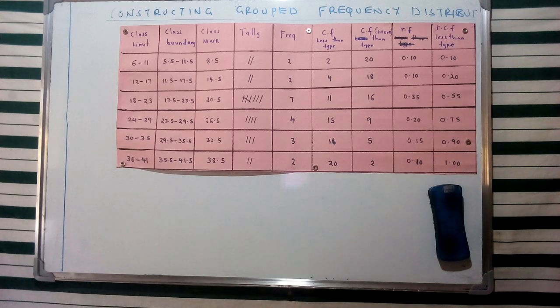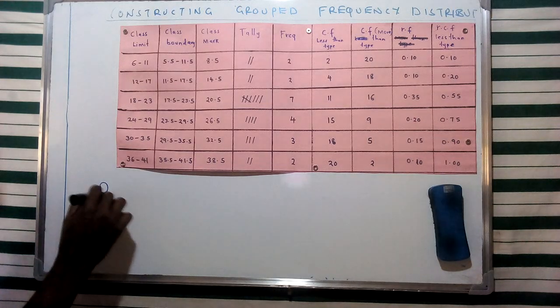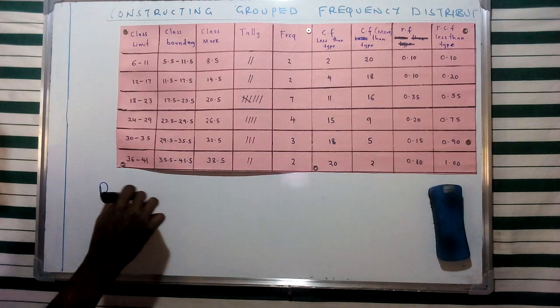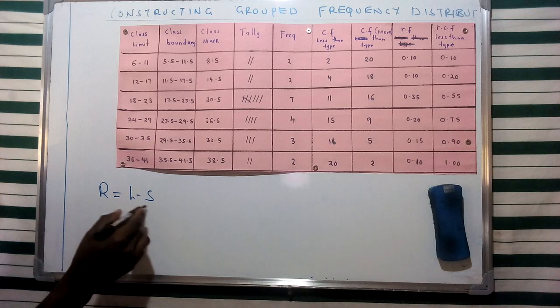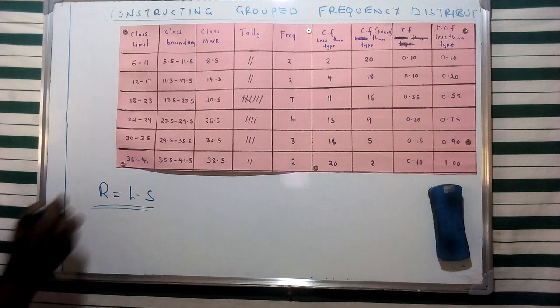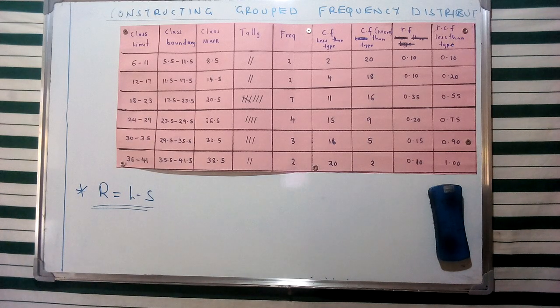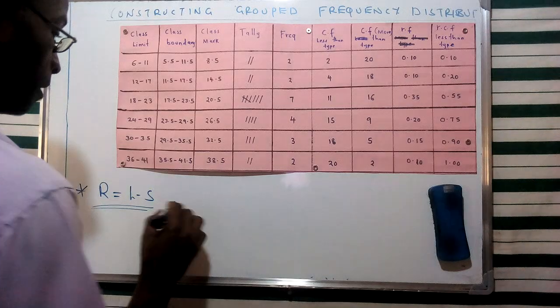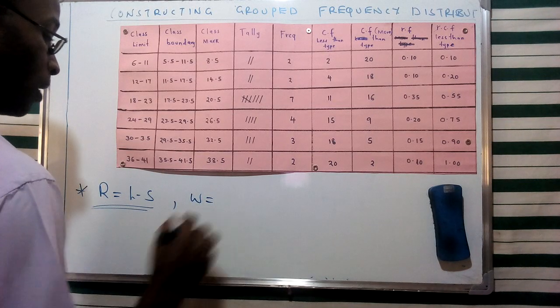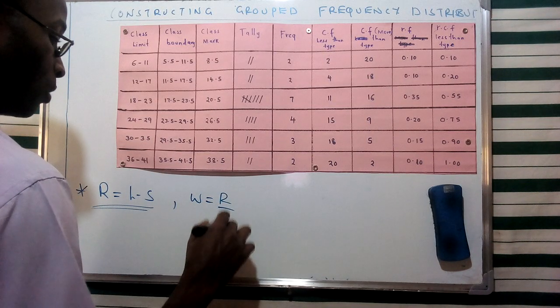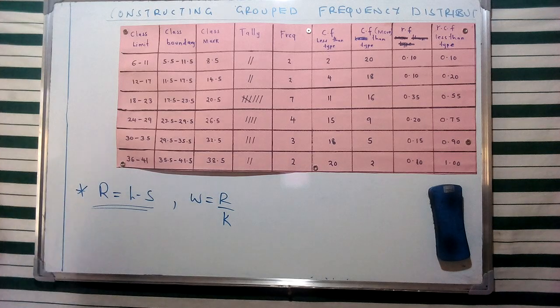Now, I had mentioned the concept of a range, which was basically the difference between the largest and the smallest value in a specific distribution of data. This assisted us in finding other numbers which we required in order to construct a frequency distribution. One of them was the class width, which was a ratio between the range and the number of classes.